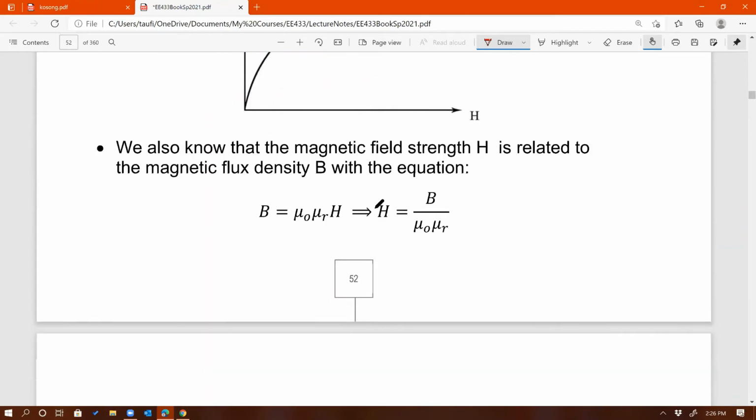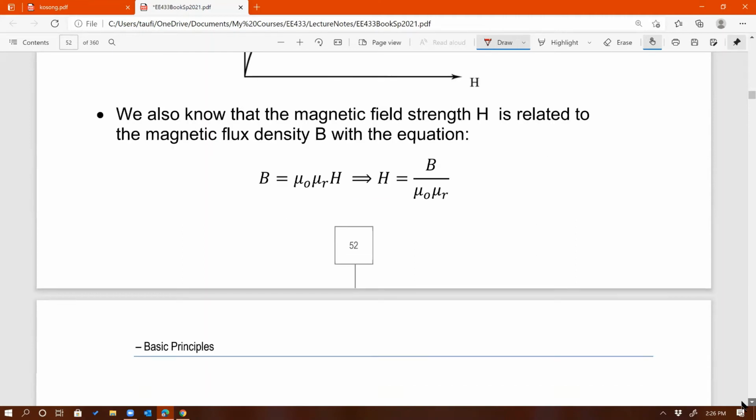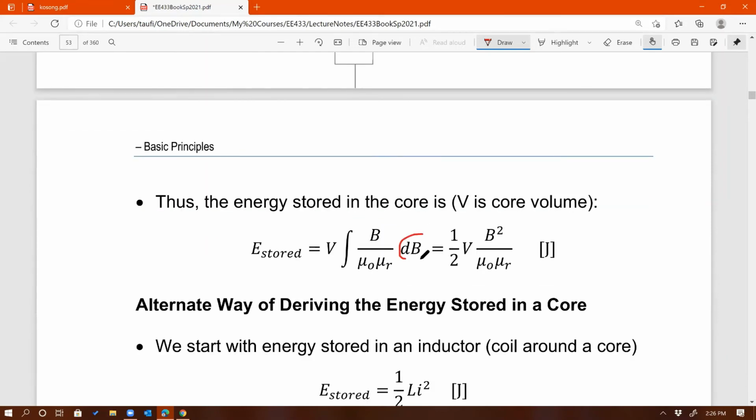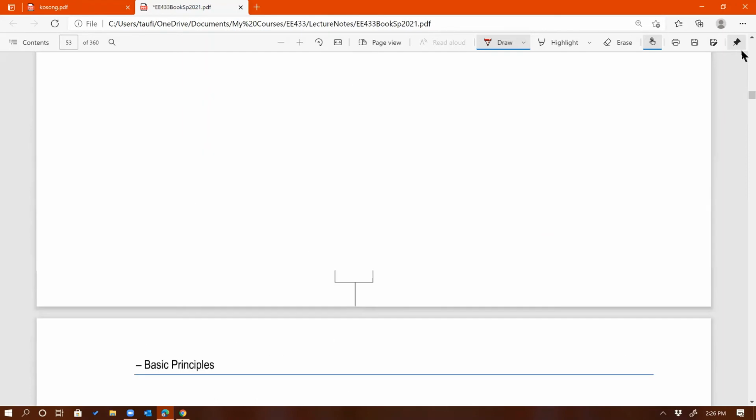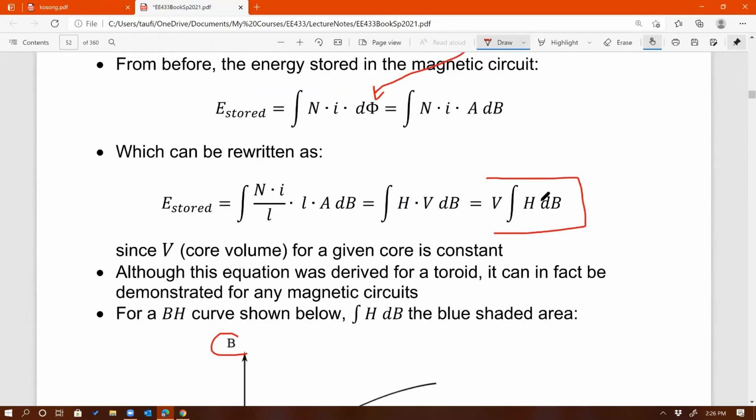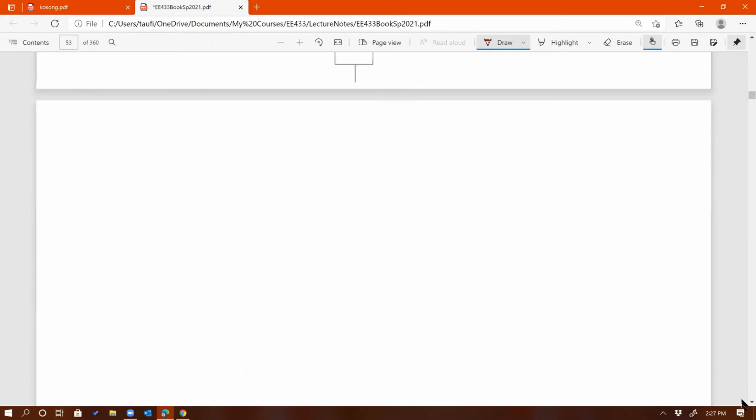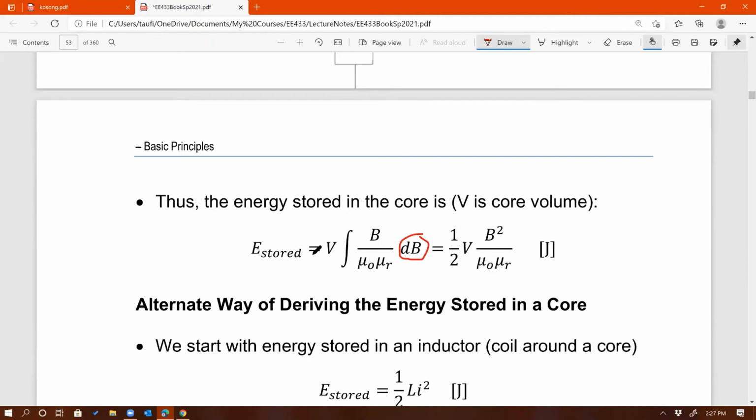We also know that the magnetic field strength H is related to the magnetic flux density B by the equation B equals mu naught mu R times H, which gives us H in terms of B: H is equal to B over mu naught mu R. That should be convenient because the integral is with respect to B. It'll be good to be able to express H as a function of B, because then we could carry on the integral. And so that's what I did right here.